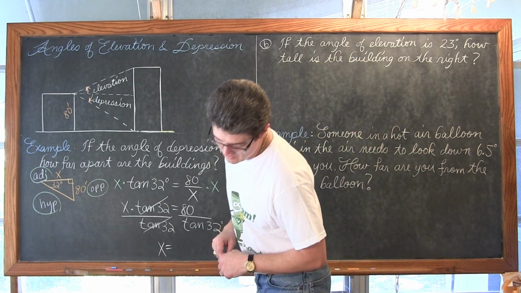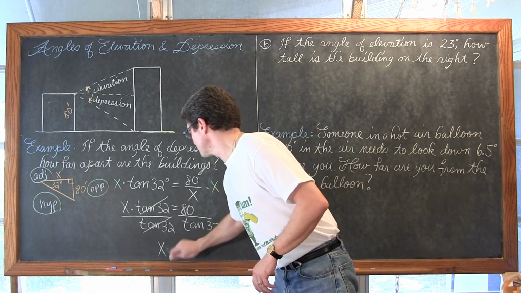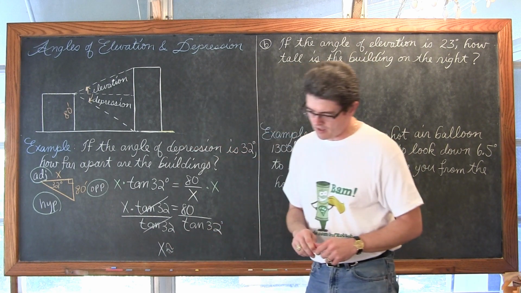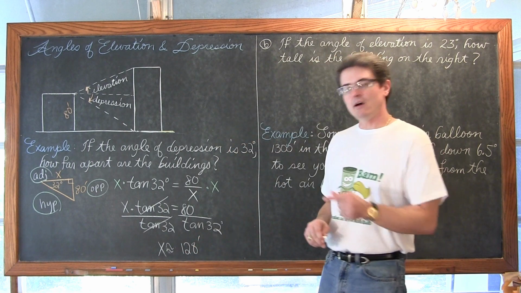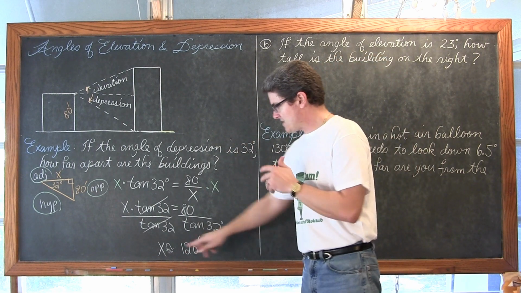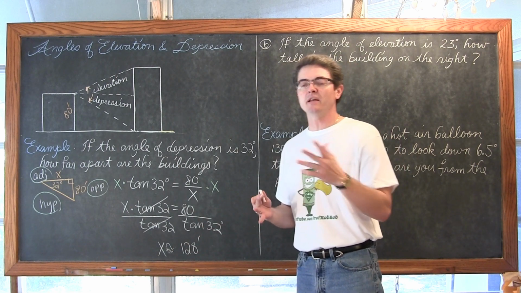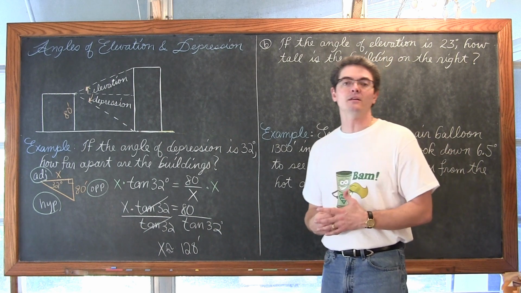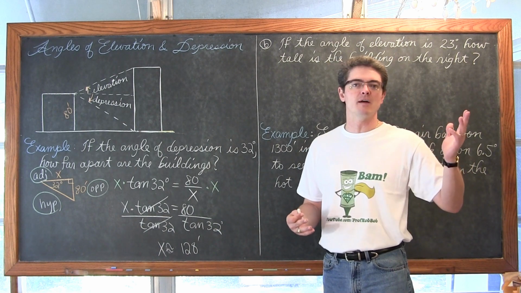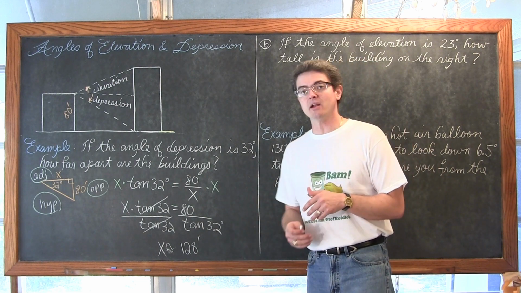And enough of that talking. 80 divided by tangent of 32 degrees is approximately 128 feet. Now, I say approximate because when you take the tangent of almost any angle, or almost any trig function of almost any angle, you get an irrational number. It just runs on forever, never repeats and never ends. So there's always some level of rounding off.